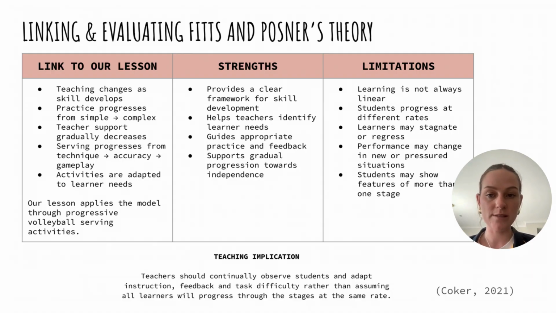One strength of the model is that it gives PE teachers a clear framework for recognizing where a learner is at and adjusting practice and feedback to suit them. But there are also limitations. Learning isn't always a straight line, and students won't all progress at the same rate. A student might perform really well during practice, but then struggle when they are put into a game or under more pressure. So rather than just labeling the student as cognitive, associative, or autonomous, we'd continually observe their performance and adjust things like feedback, serving distance, or task difficulty when needed.